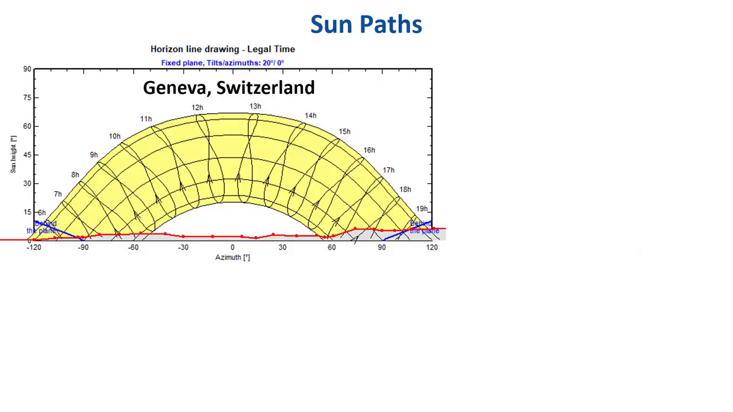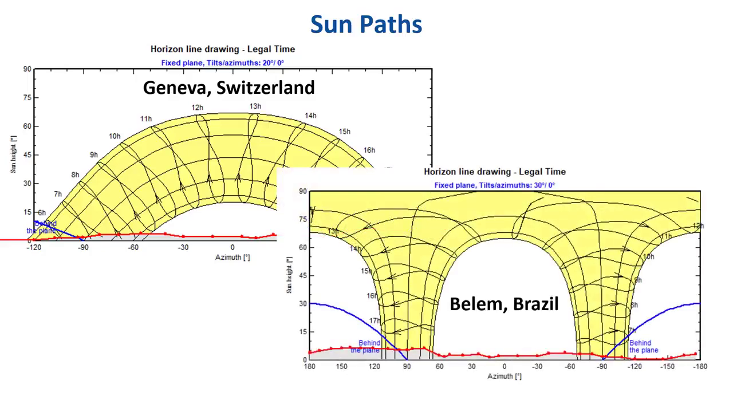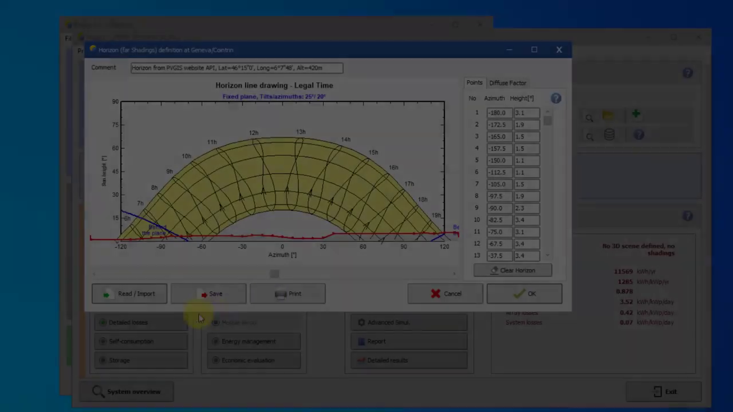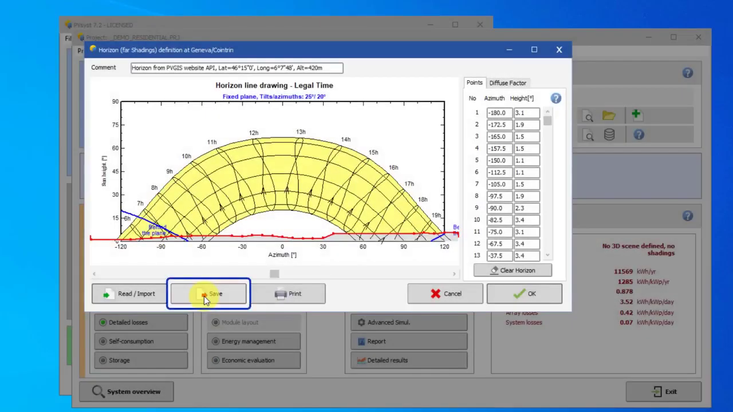Here you can see the sun path used in this example in Geneva, Switzerland. Here is the sun path in Belém, Brazil, which is in a subtropical region much closer to the equator, with the same horizon applied. You can see that the sun paths are almost vertical in the morning and evening, and that the azimuth range where the horizon line and the sun path overlap is much more narrow. Because of these two differences, horizon shading has a smaller relative impact at subtropical regions than regions further from the equator.